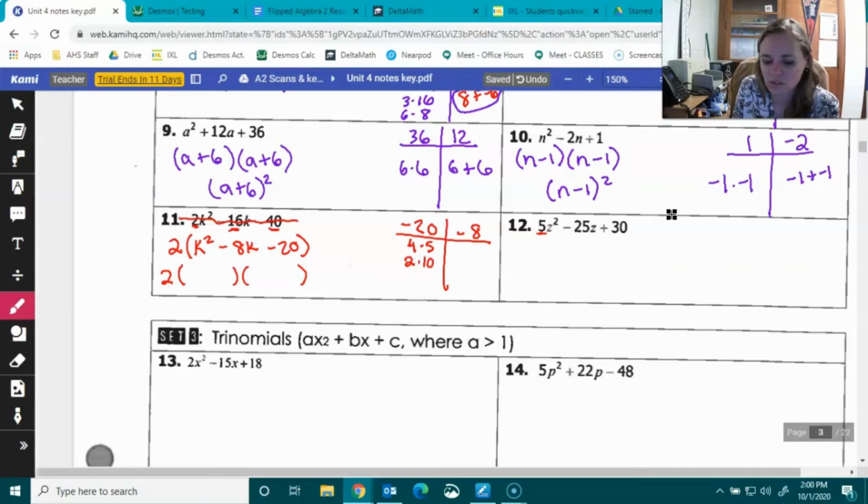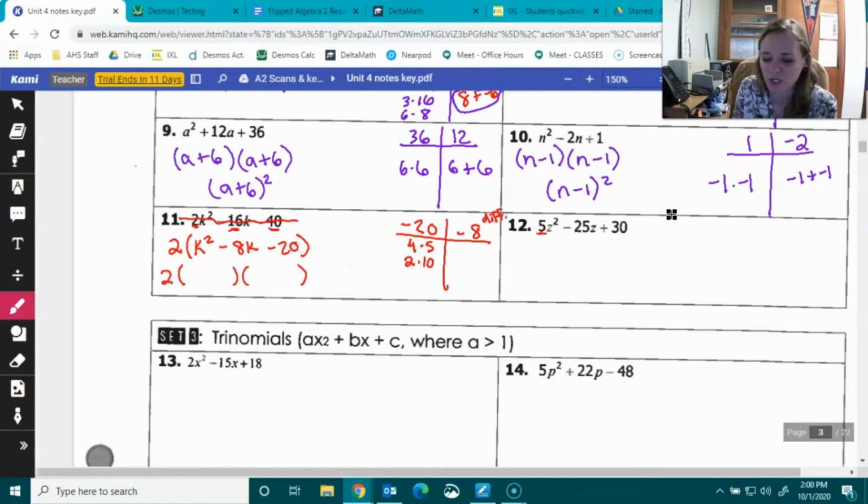Anything else? I think that's it. Alright, so I'm getting a negative, so that means one of these is going to be negative. If I'm doing a product and getting a negative, one of them has to be negative. So is it 4 and 5? So I'm looking for a difference of 8. Remember again, when this is negative, I'm looking for a difference instead of a sum.